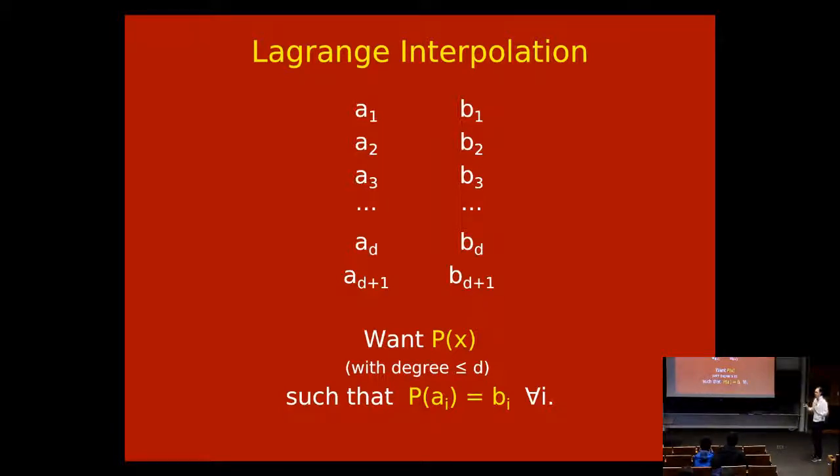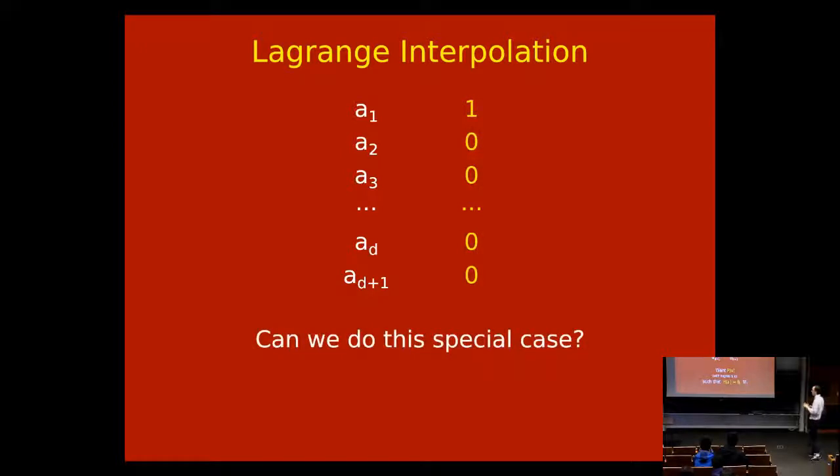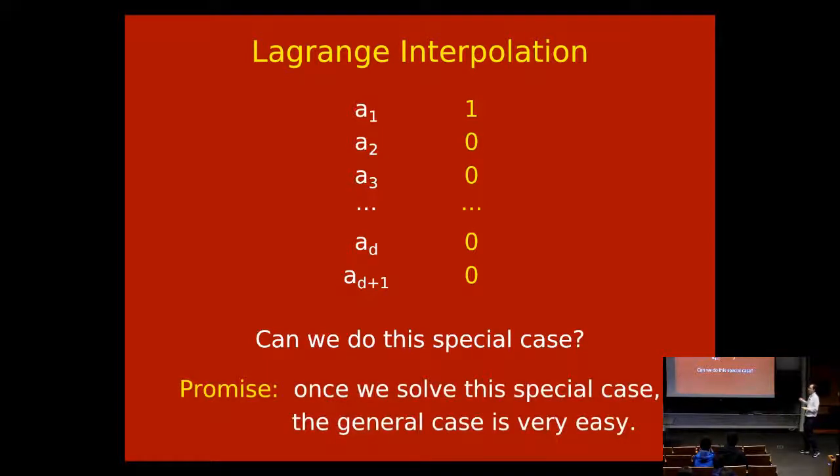So let me do a special case first. The special case is going to be highly helpful and instructive. Let me just imagine these are the b's. I didn't tell you what the a's are, but these are the b's. I kind of promised you that once we do this one, it'll be pretty easy to do the general case. So I want a polynomial that on these values has these values.